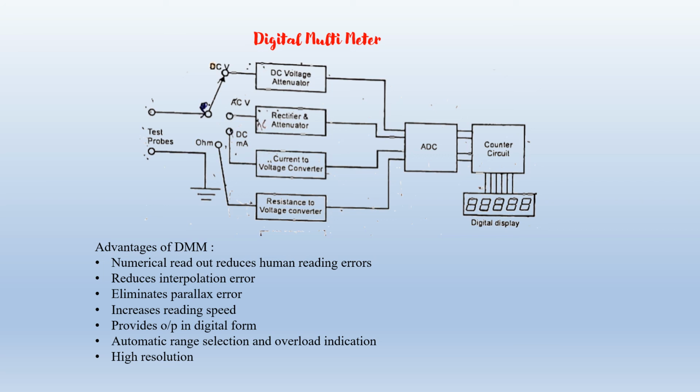Advantages: numerical readout reduces human reading errors. It reduces interpolation error, eliminates parallax error, increases reading speed. It provides output in digital form. Automatic range selection and overload indication is also there, and high resolution.